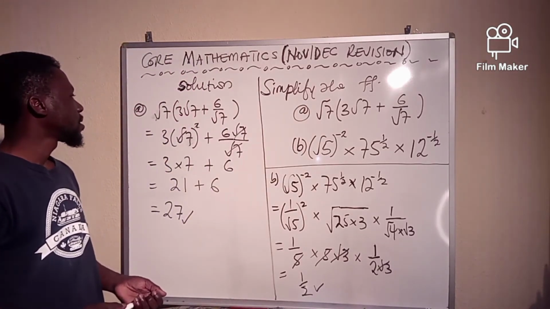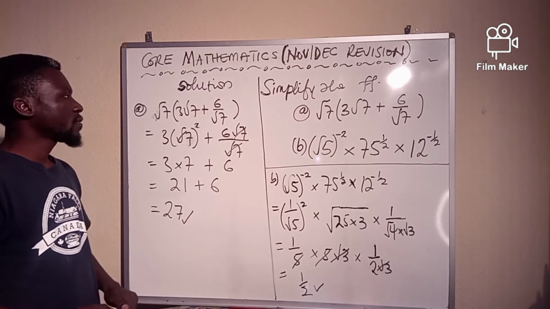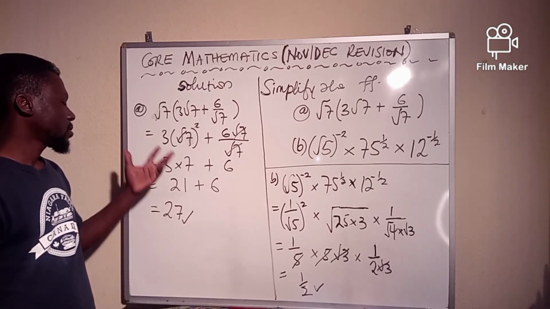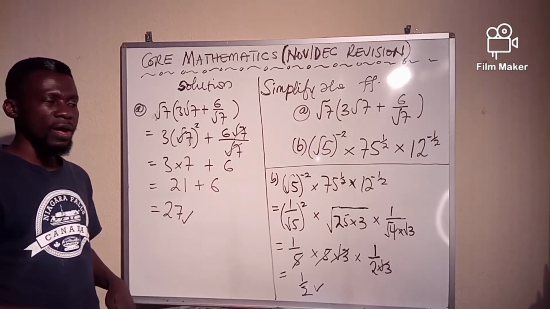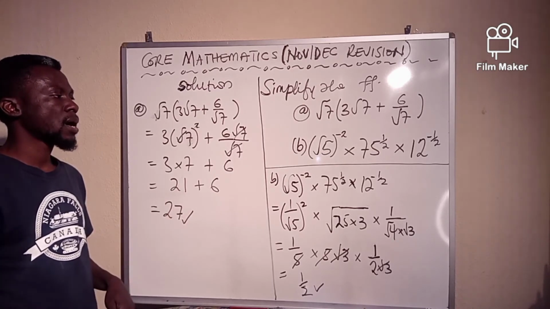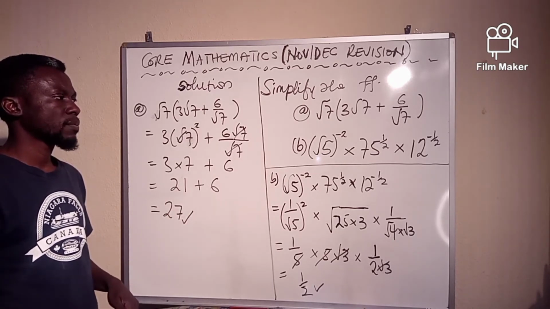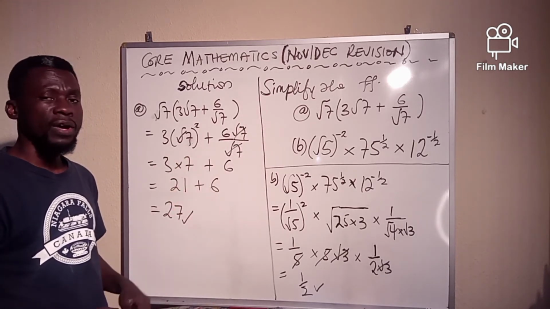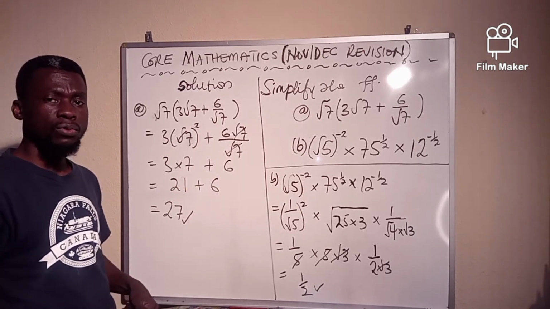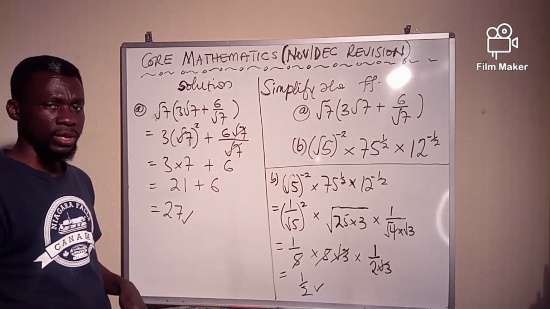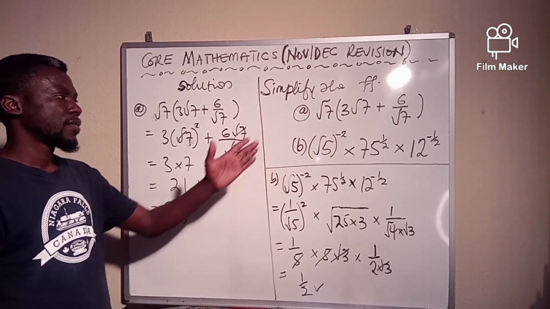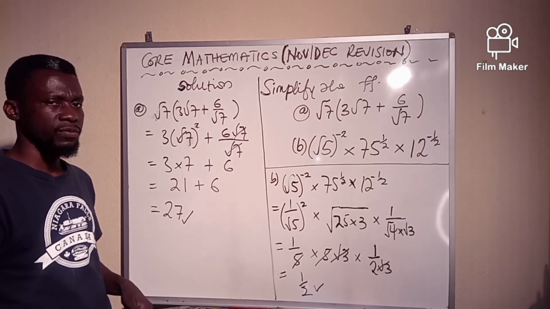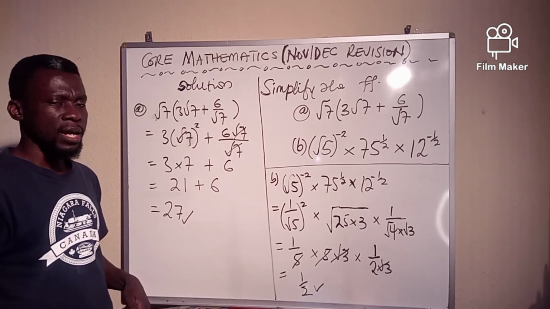So the first one says that we should have the square root of 7 into bracket, or multiplying 3 root 7 plus 6 over root 7, and then that is equal to 27. And the second one says that 5 raised to the power negative 2 times 75 raised to the power half, times 12 raised to the power negative half. Now 75 raised to the power half means the square root of 75, and the square root of 75 can be simplified as the root of 25 times the root of 3, and that leaves us with 5 root 3. And then the 12 raised to the power negative half means 1 out of 12 raised to the power positive half, which means the square root of 1 out of 12.